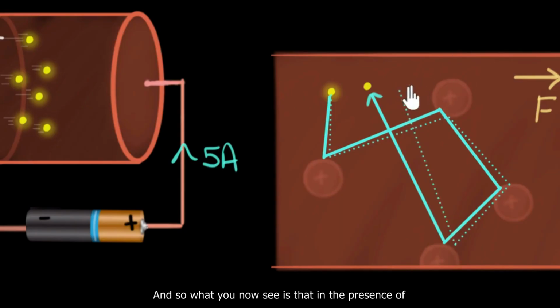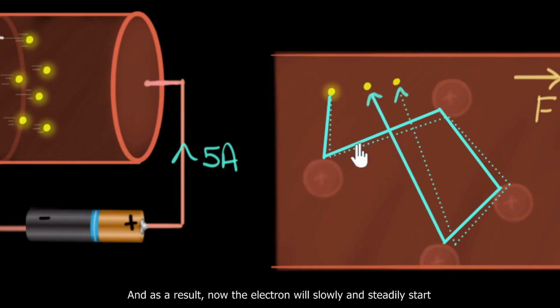And so what you now see is that in the presence of the electric field or the battery, instead of ending up over here, the electron will end up a little bit to the right. And the same thing will keep happening. And as a result, the electron will slowly and steadily start making its journey along the direction of that force. So it'll start moving in this direction.